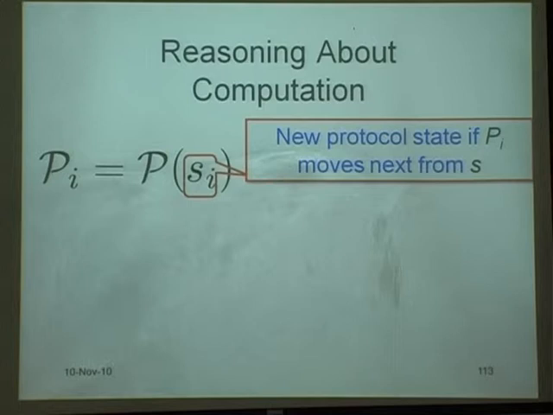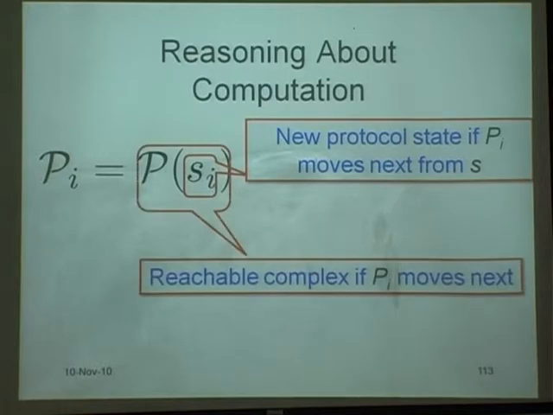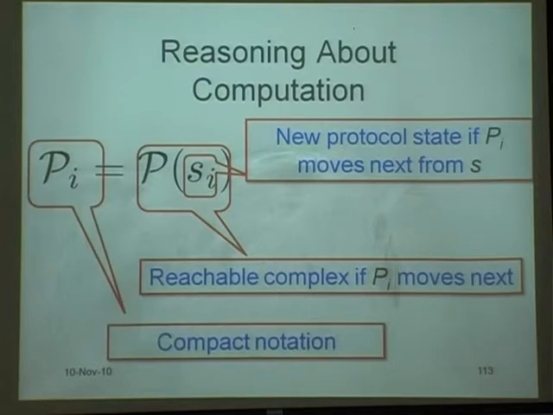So we use shorthand. Given a state S, and a process P sub i that is about to do an operation that is either a write or a snapshot, we'll talk about that state as S sub i. So S is the state, S sub i is the state if i goes next. We're also interested in the reachable complex from S if P sub i moves next. Instead of writing this, which gets kind of cluttered, we'll just write it like that. So P sub i is the reachable complex if i goes next.